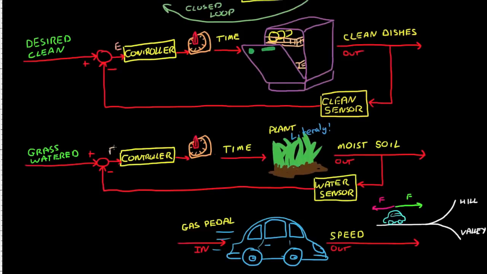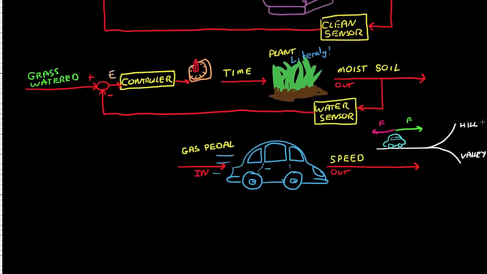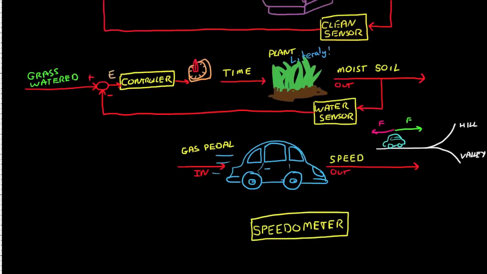For the car with cruise control, closed-loop control would work something like this. The sensor is a speedometer, which measures the speed of the car. The reference speed would be the speed that the car was going when the cruise control was set.